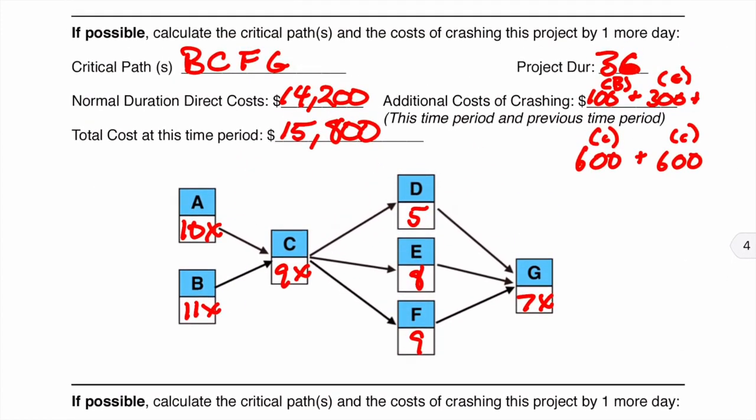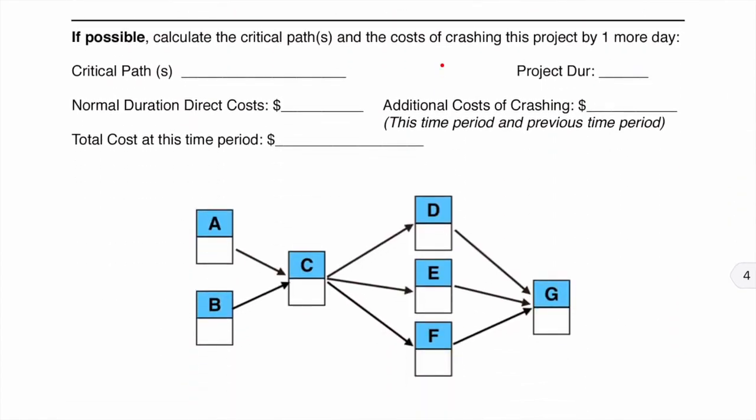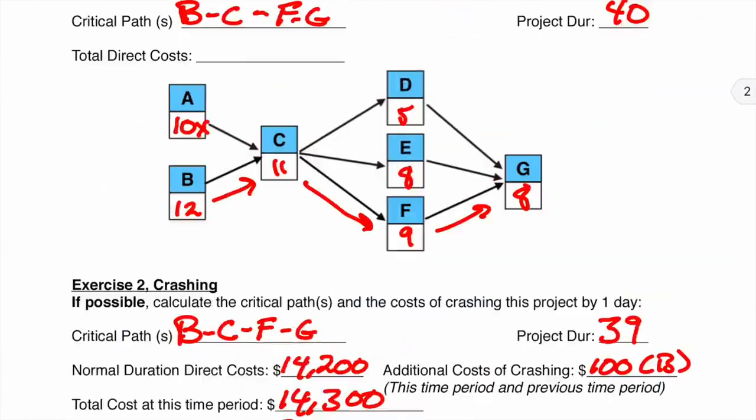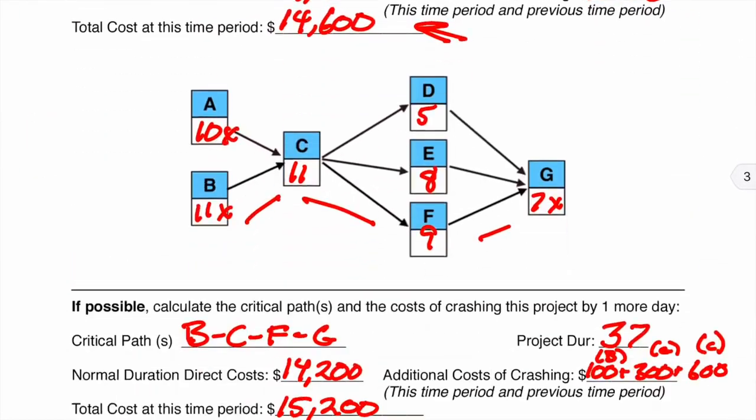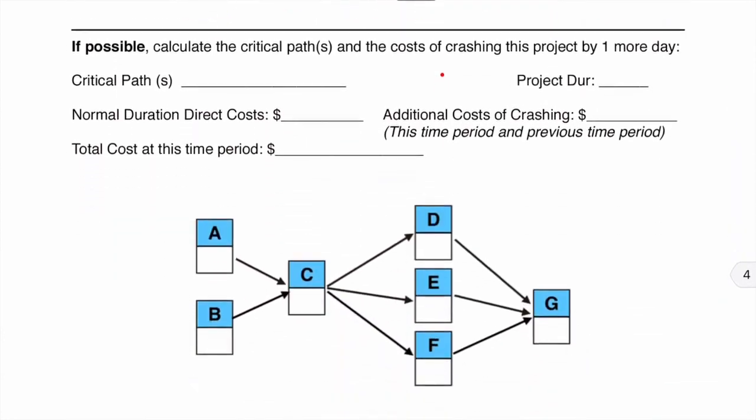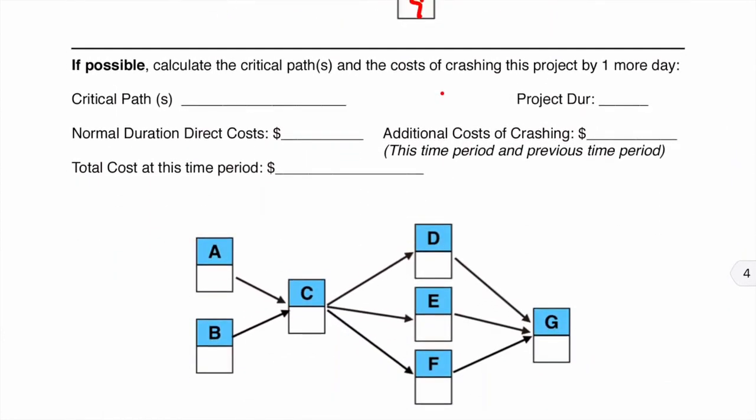Well, it looks like we still have one thing on the critical path, F, that we can crash. So we're going to go ahead and do that. We know that that is going to be $1,500. And it looks like we can crash that up to 2 times. So we'll go ahead and do that. So F will go from 9 to 8. Everything else will remain the same.